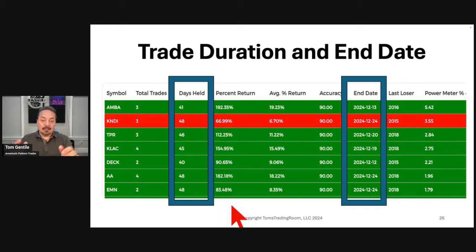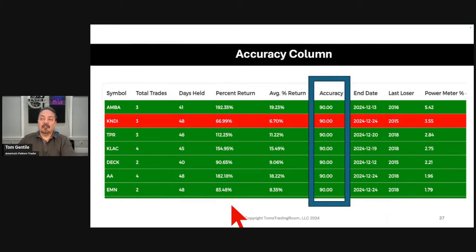Because it gives me an idea of how long that pattern is going to be. The other thing it does, if you're an option trader, is I look over that end date and see, all right, where's an option that has an expiration around that end date that I can work with? So keep that in mind. Next thing I look at is the accuracy column. Yeah, I did say 90% or better.